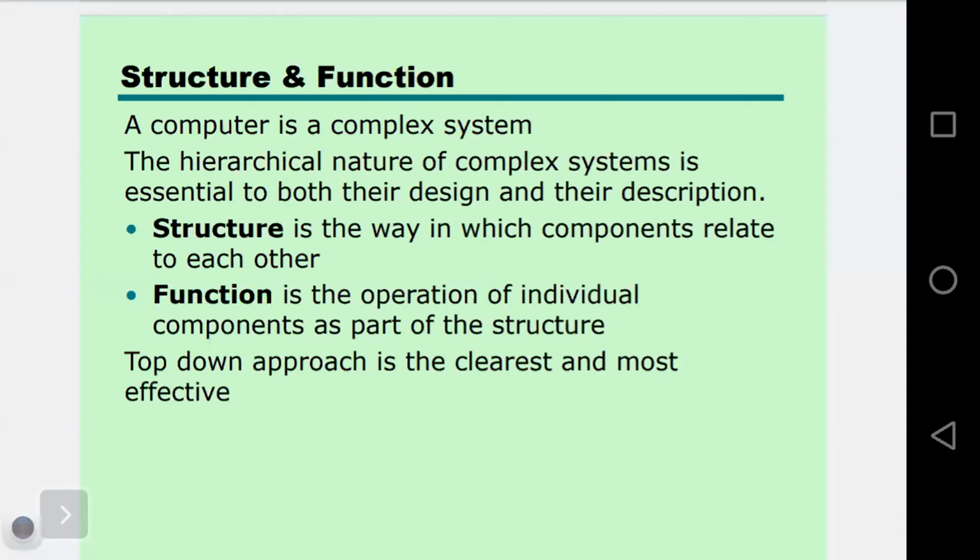And bottom-up approach means we are going from bottom to the top. It means first you look at what is inside the processor, then you come to the processor, and then you come to the CPU. So that is the top-down and bottom-up approach. In this way, we can understand any complex system. The hierarchical nature of a complex system is essential to both their design and their description.